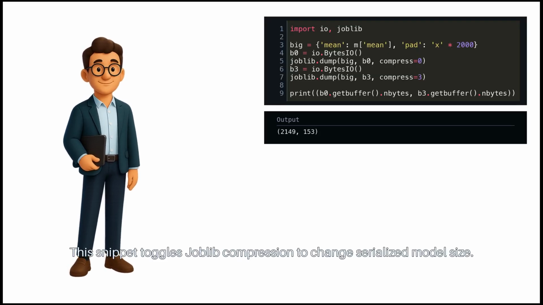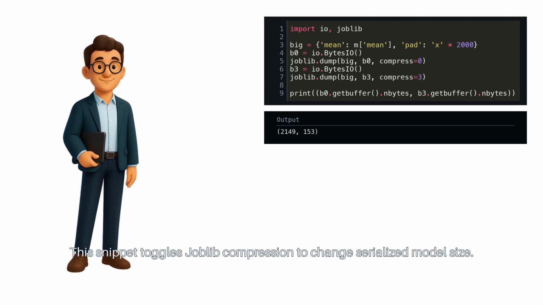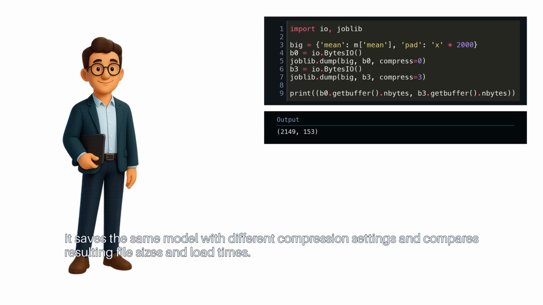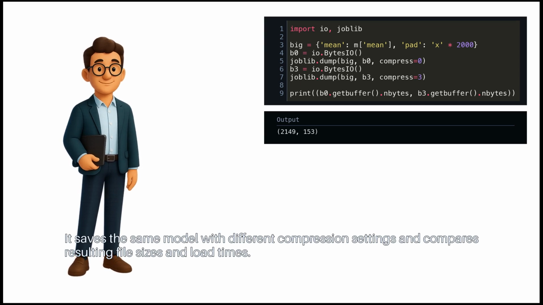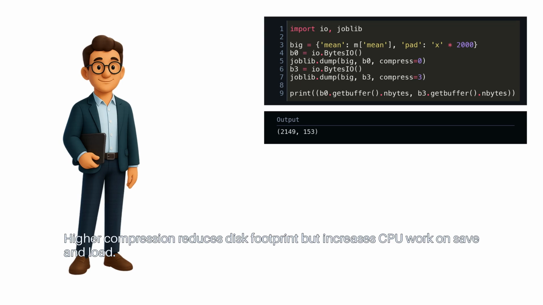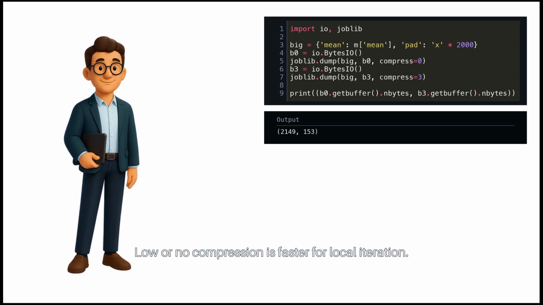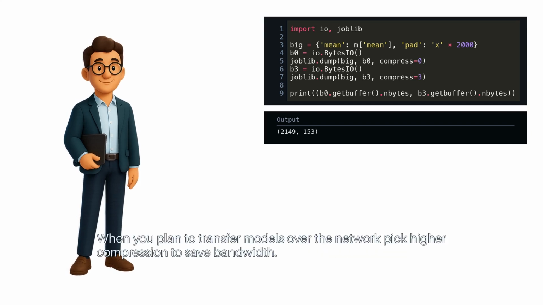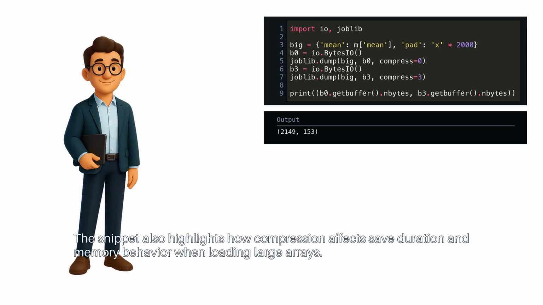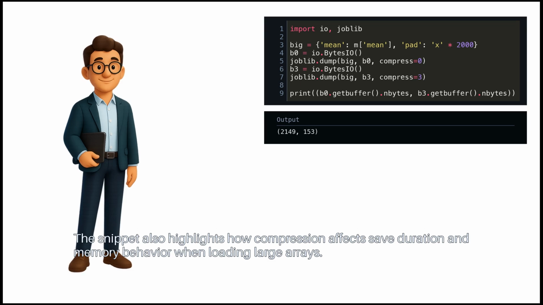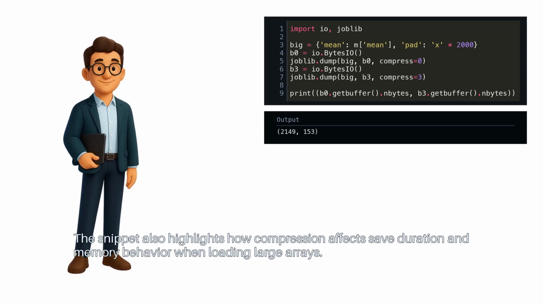This snippet toggles Joblib compression to change serialized model size. It saves the same model with different compression settings and compares resulting file sizes and load times. Higher compression reduces disk footprint, but increases CPU work on save and load. Low or no compression is faster for local iteration. When you plan to transfer models over the network, pick higher compression to save bandwidth. The snippet also highlights how compression affects save duration and memory behavior when loading large arrays.